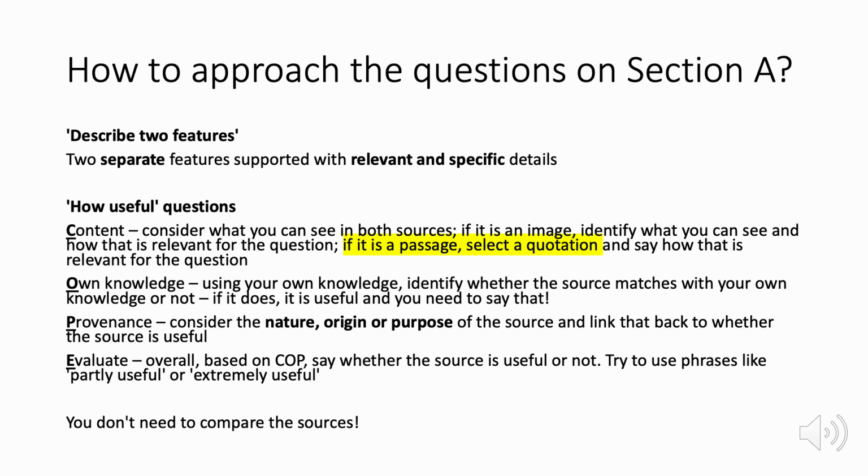So essentially, to wrap up for that question, you need to do one paragraph on source A and one paragraph on source B. You can do a conclusion if you would like to, but it's not necessary, and you definitely don't need to compare the sources. A lot of candidates try to compare the sources. That is not going to get you any extra marks, so it's really not worth your time. Focus on each source individually, and then come to a conclusion for each one individually, saying whether it's useful or not, again using phrases like partly useful or extremely useful.